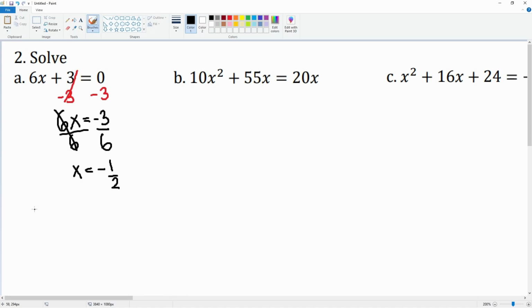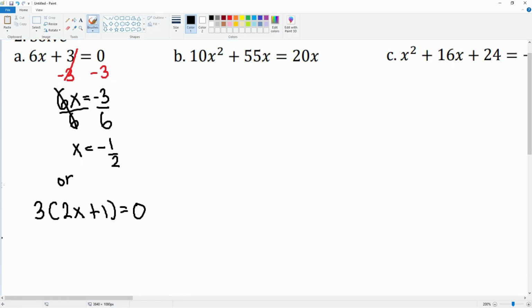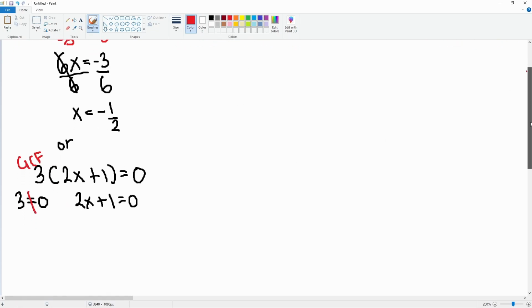Or you could pull out the GCF. So if you pull out the GCF of 3, this becomes 2x plus 1 is equal to 0. The 3 here is referred to as the GCF. Now we set each term equal to 0. 3 is equal to 0, and 2x plus 1 is equal to 0. This doesn't make sense. 3 cannot be equal to 0.